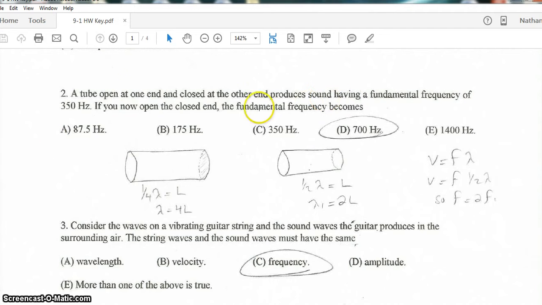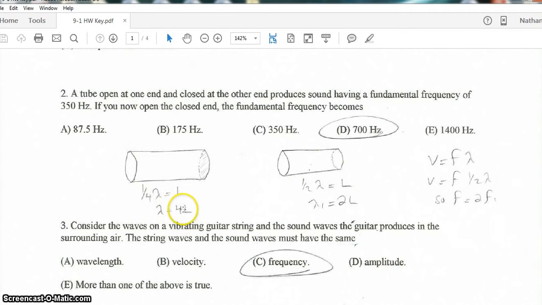Question 2, probably not one that is too tricky to get through here, but we've got a tube that's open at one end, and closed at the other end. The frequency of the sound that resonates in that is 350 hertz. So I set up both of my tubes here. One is open at one end and closed at the other. One is open at both ends. Then I compared the longest wavelength that would resonate in each one. So it'd be 4 times the length of the pipe in one of them, 2 times the length of the pipe in the other one.